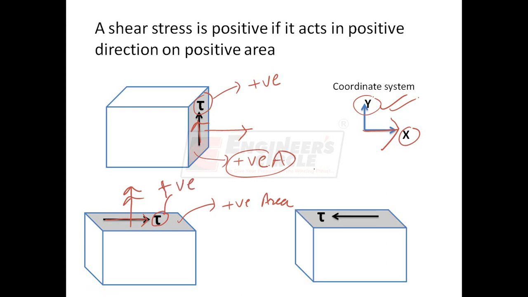Take another example. Again consider this area. This area has a outward normal in positive y direction. So, we call this area as the positive area. On this positive area, the shear stress is acting towards the left, which is actually the minus x direction. So, this shear stress is acting in negative direction on positive area. So we call this shear stress as negative shear stress.